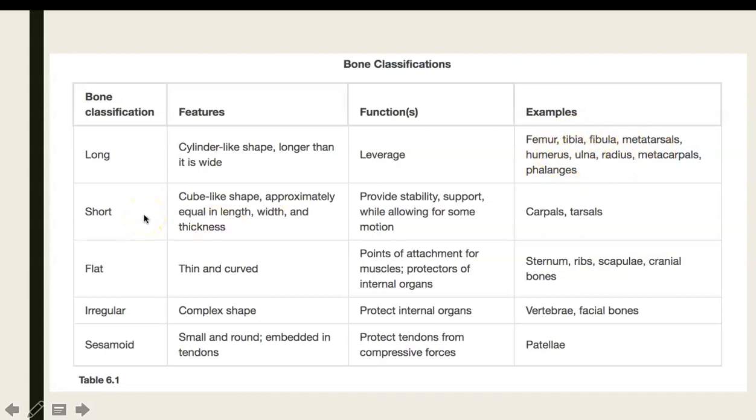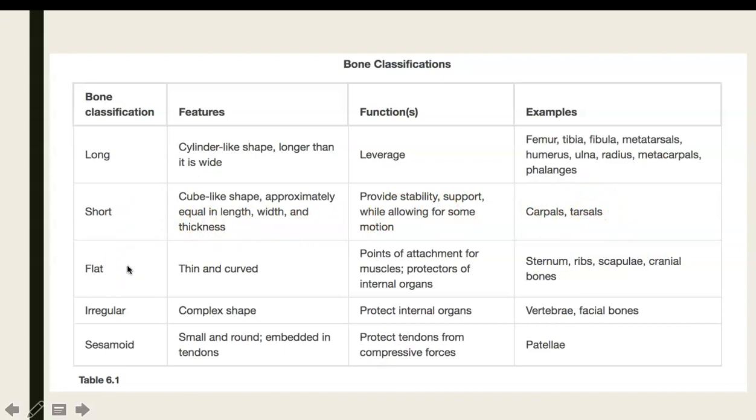Short bones are essentially going to be a bone that's chunky and cube-like in its shape, where it's approximately as long as it is wide. And these are only found in the wrist and in the ankle. So the carpals and the tarsals are examples of short bones.